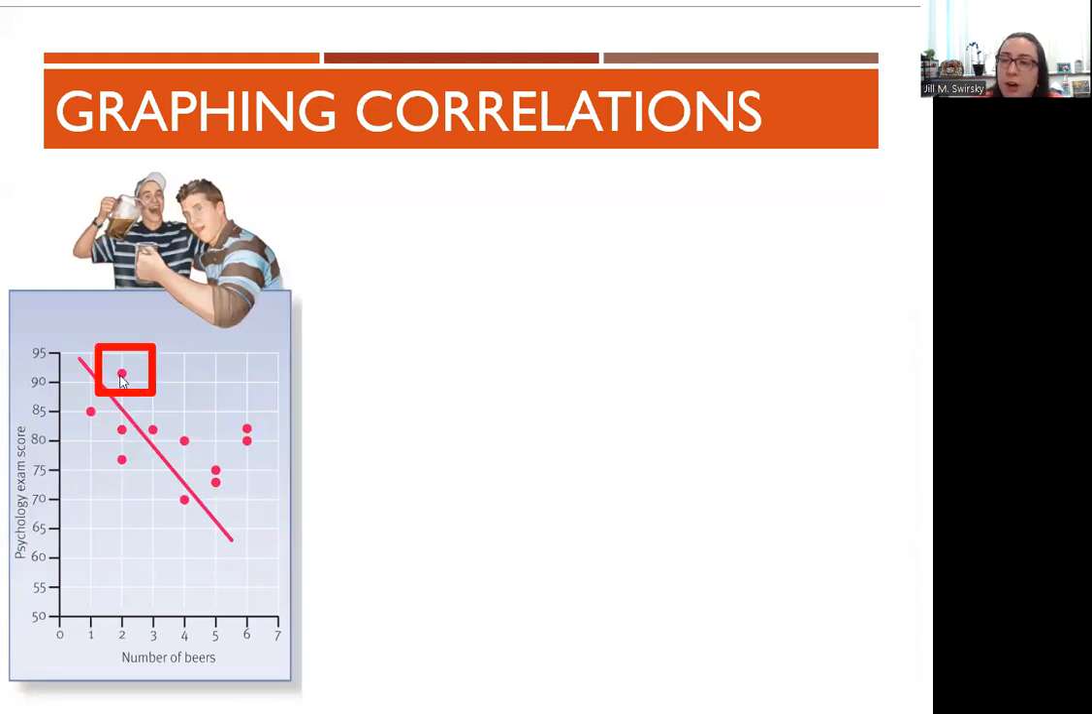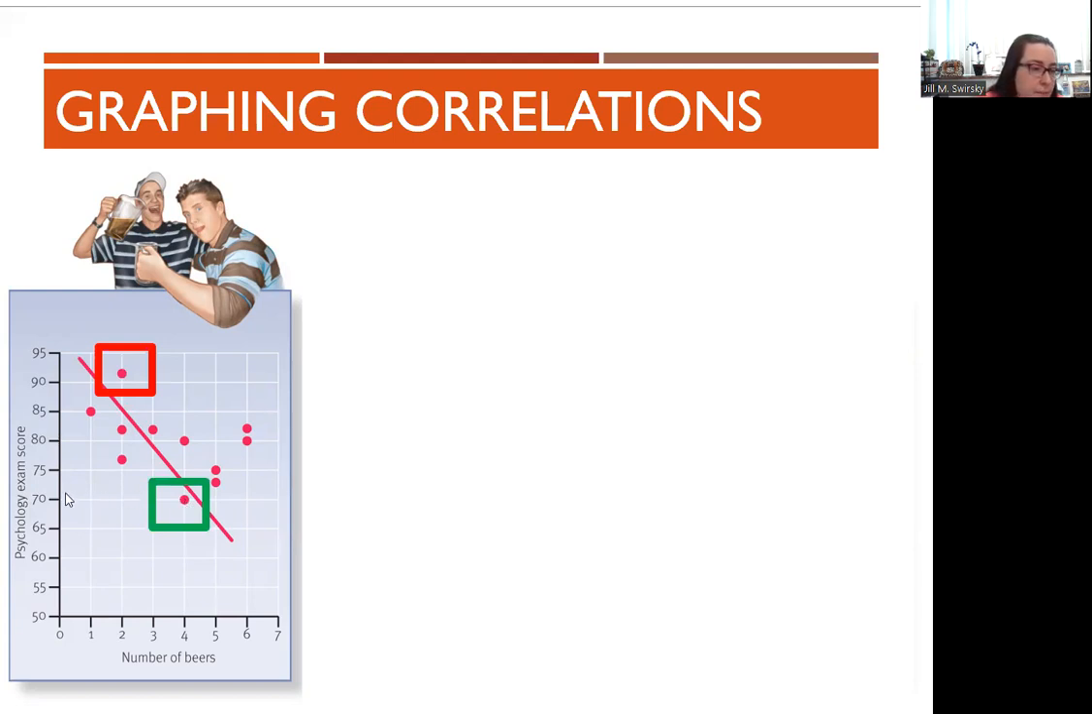So take this dot right here highlighted in red. The vertical axis is referring to their psychology score. So if we follow this line over, we see they got about a 92 on the exam. The horizontal axis refers to the number of beers they drank. This person drank 2 beers and still got a 92 on the exam. Not bad, right? But take this dot highlighted in green.